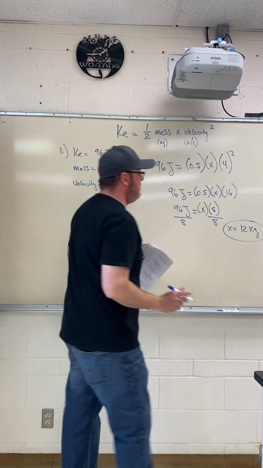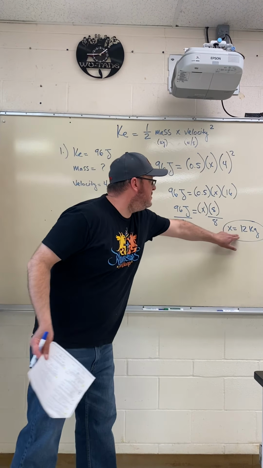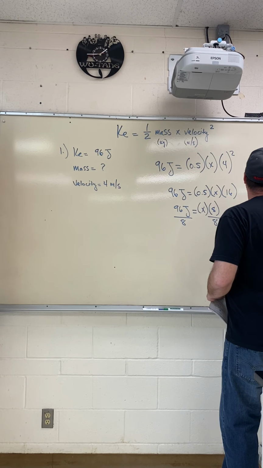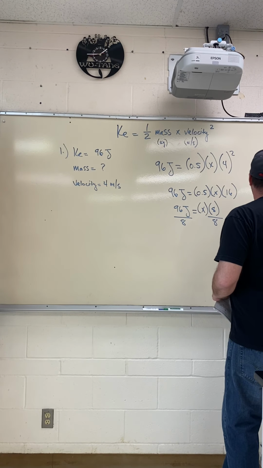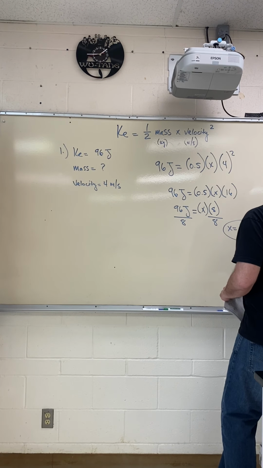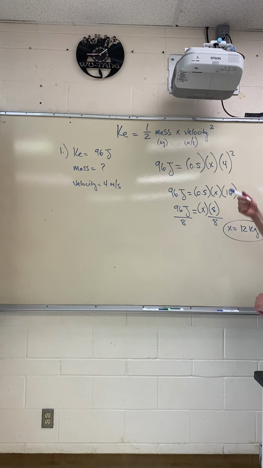Now, if I want to double check my work, I just stick that back into the equation. So I could do that and go 0.5 times 12 times 4 squared, and I would end up with 96 joules. So that's a good way of double checking your work, okay?